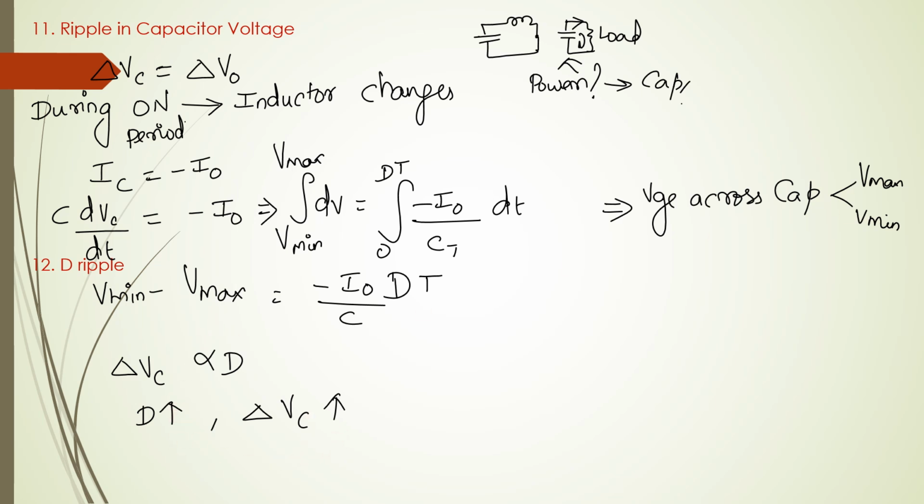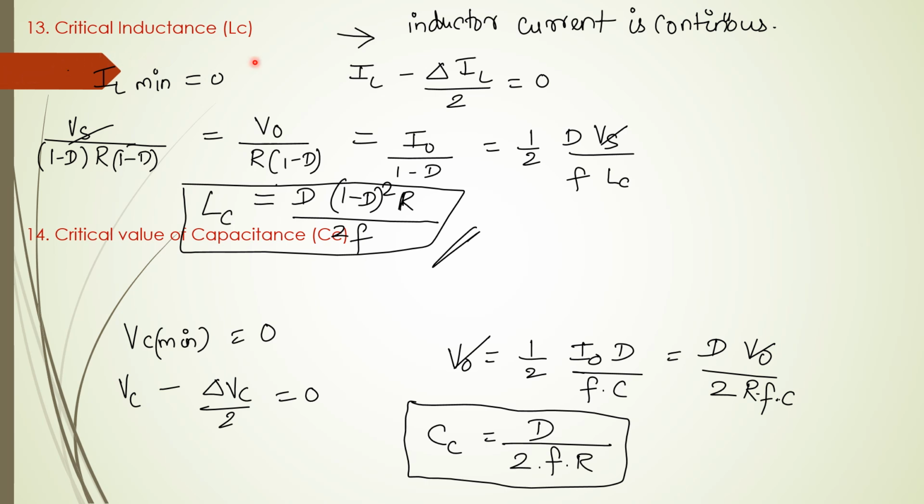Critical inductance. The inductor current is continuous, it's actually not discontinuous, because it varies from IL minimum to IL max, then IL max to IL minimum, again starting from IL minimum to IL max. So it is continuous. So IL minimum equal to, if we assume it is 0, we get LC equal to this equation. In the same way CC, the critical value of the capacitance, is found here. VC minimum is equal to 0, then we get the CC.